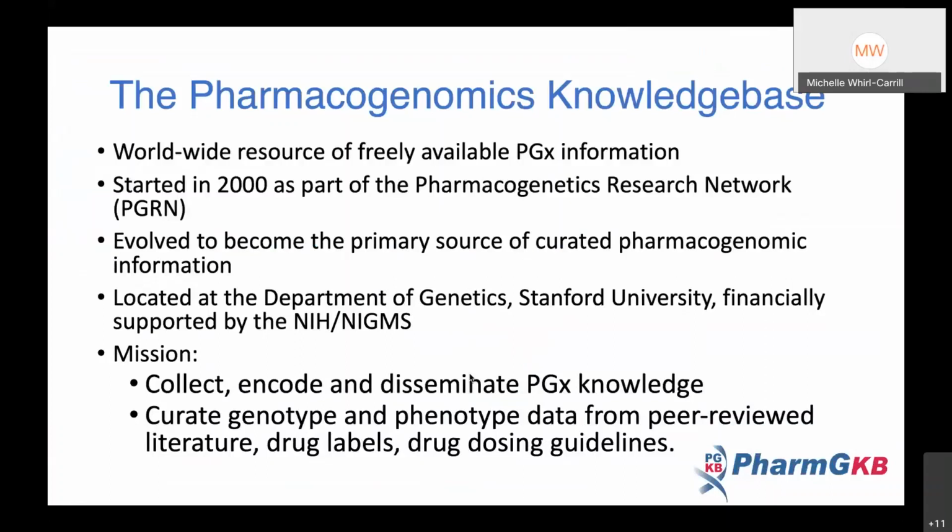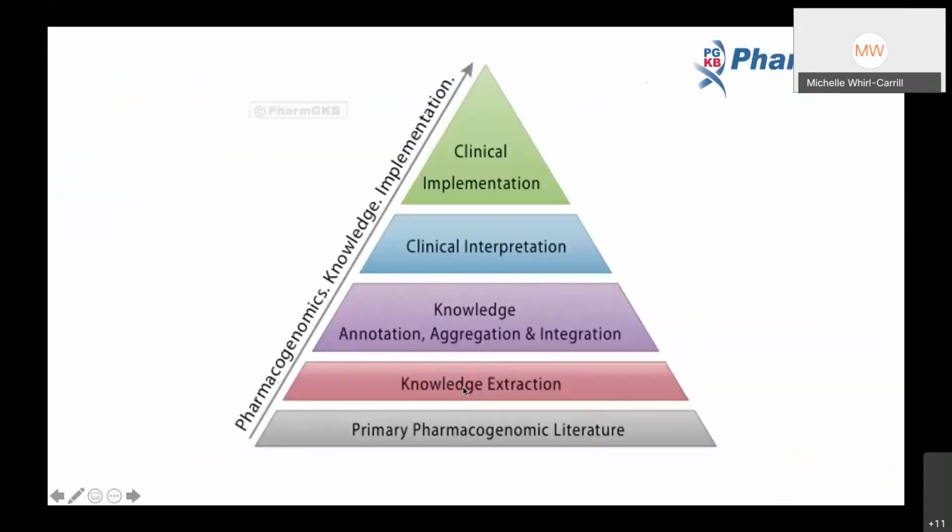So PharmGKB is the pharmacogenomics knowledge base. It was started in 2000 and is housed at Stanford University. And the goal, like I said, is to collect all the pharmacogenomics knowledge that they can find. And they curate this information both manually, and there are some automated processes as well. And then they disseminate it through the website.